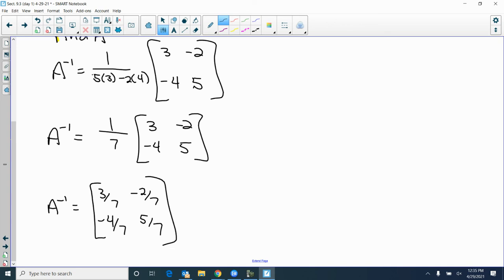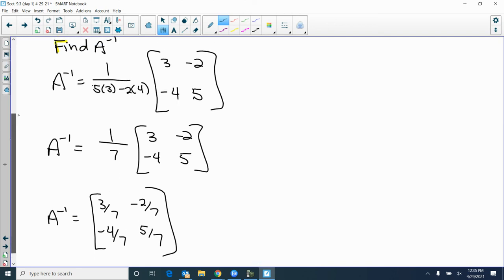All right, if we are correct, what should A times A inverse equal? 1, 0, 0, 1. And if you go the other direction, A inverse times A has got to equal 1, 0, 0, 1. I'll do that in a second if I get time.